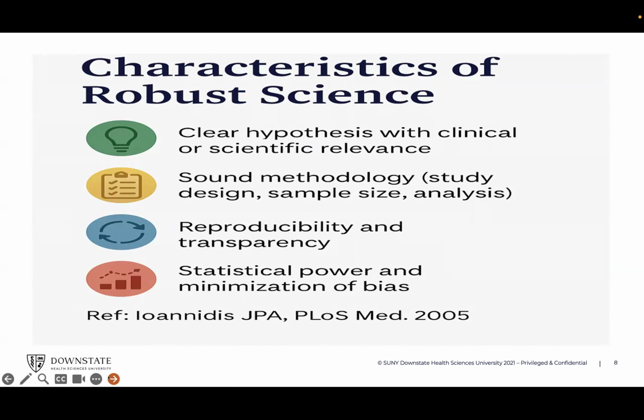Characteristics of robust science. In the previous slide, I mentioned that the reason why we need to have a scientific review is to ensure that our science is tight, that it is robust. We need to make sure that there is a clear hypothesis with clinical or scientific relevance. We need to make sure that our methodology is sound, that it makes sense in terms of what type of data you're trying to collect and what you're going to ultimately do with that data, and that you have enumerated every single step.